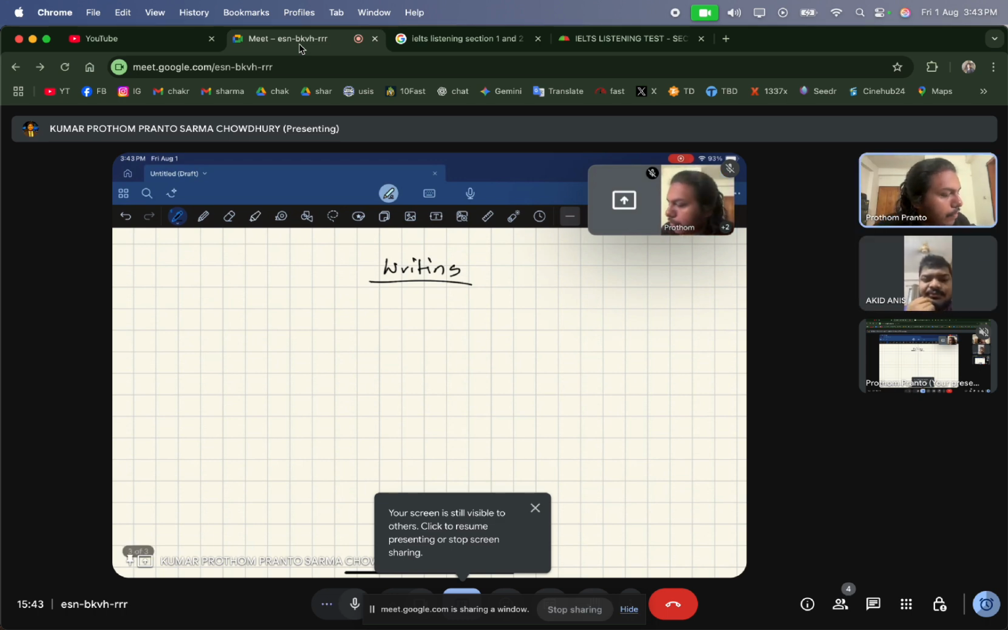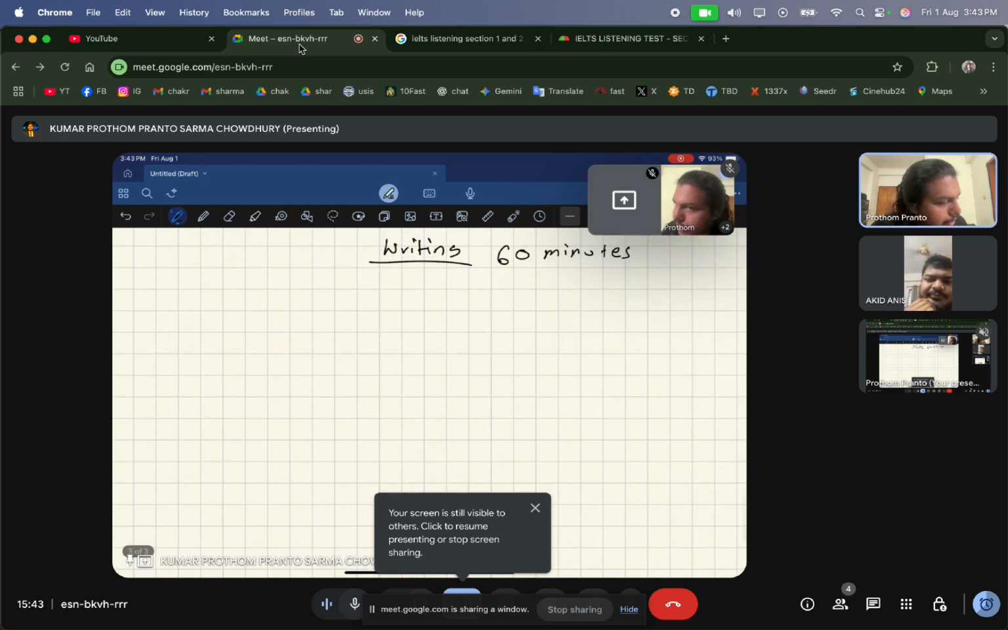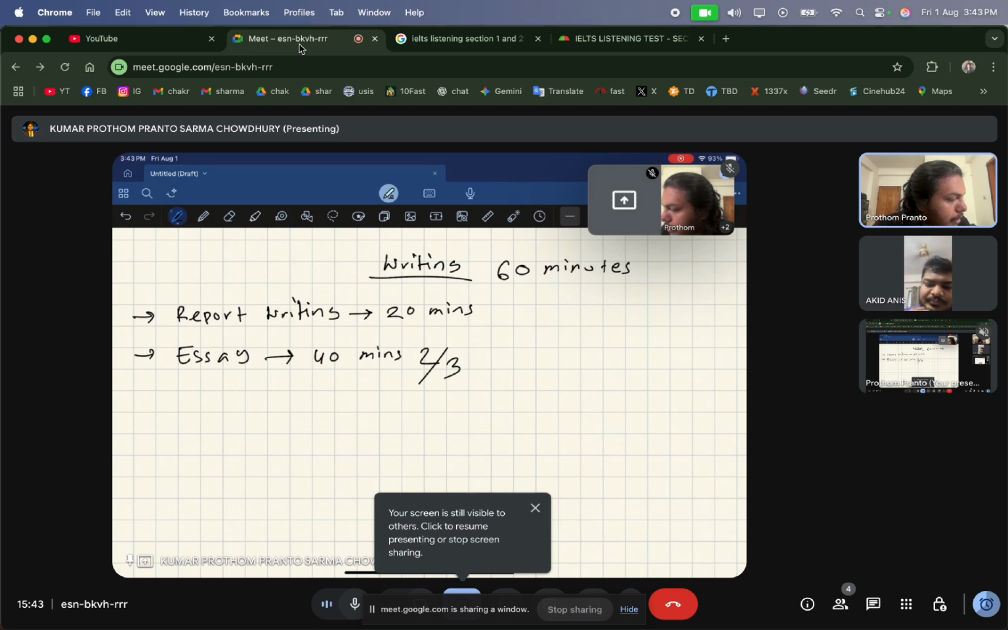Writing is 60 minutes again. There are 2 types of questions in writing. First one is writing a report. Second is an essay. For the report, you are supposed to take 20 minutes, because it contributes 1/3 of the total band score, and for the essay you are supposed to take 40 minutes, and this is responsible for 2/3 of the band score. Okay.